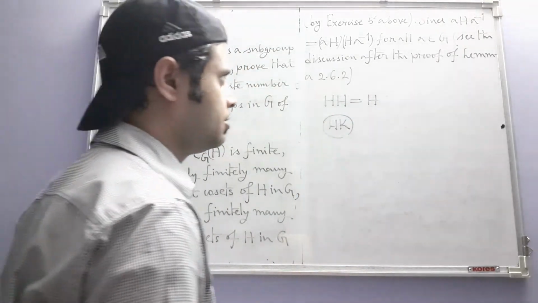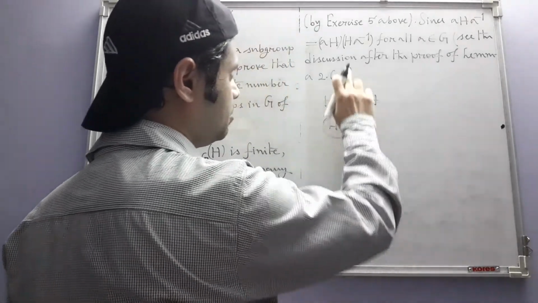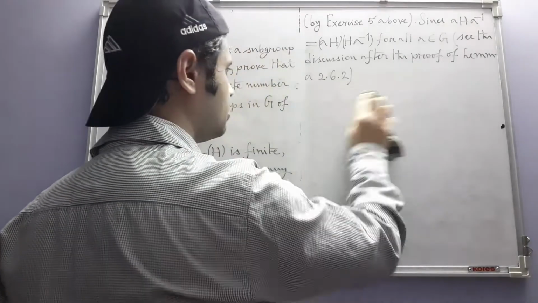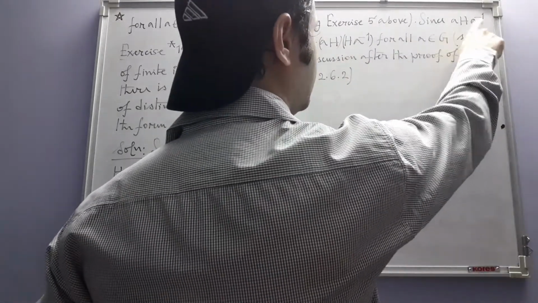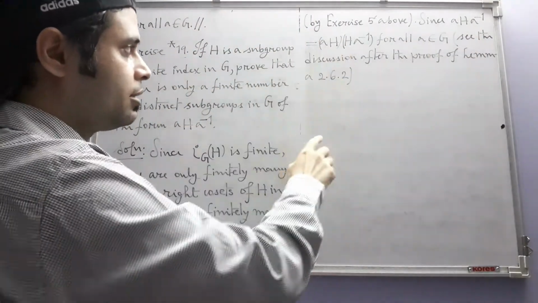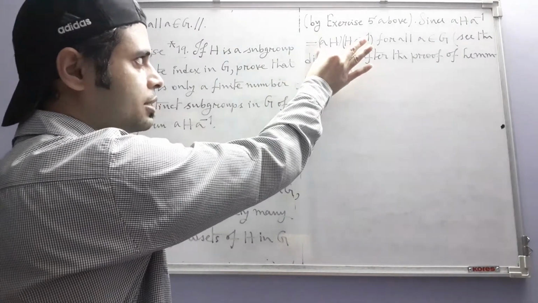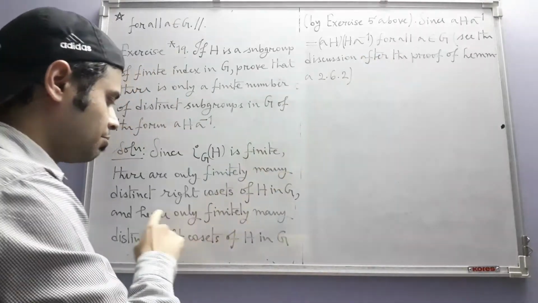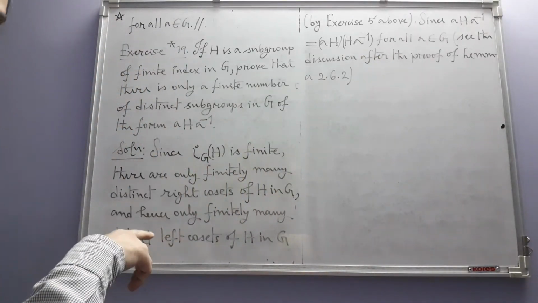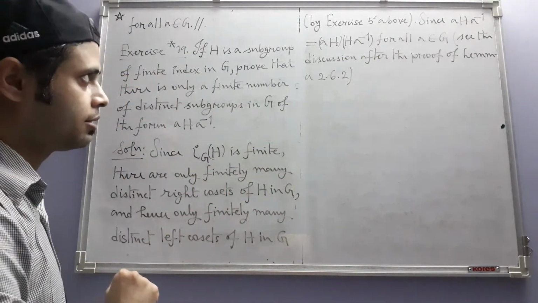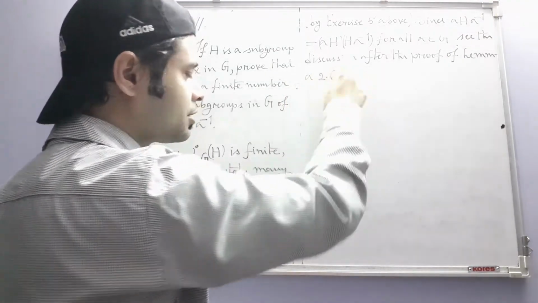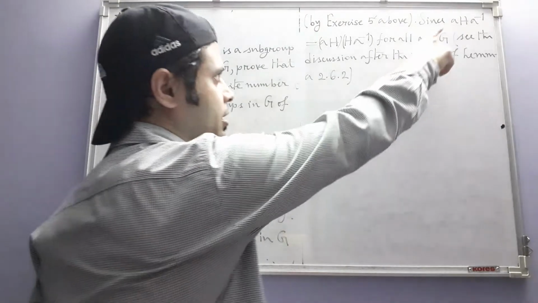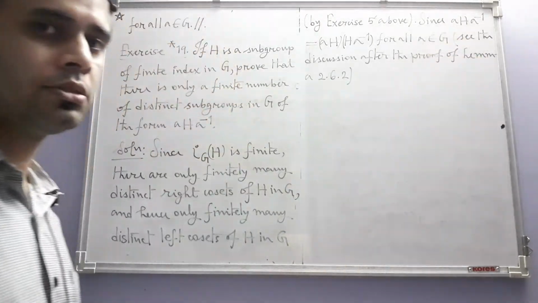Okay, it's quite easy to see. From this one, we are getting this one. So you can see that every subgroup of the form AHA inverse is actually a product of a left coset of H and a right coset of H. Because there are only finitely many left cosets and finitely many right cosets, the number of such possible products is finite, and as such, the number of subgroups of this form is also finite.